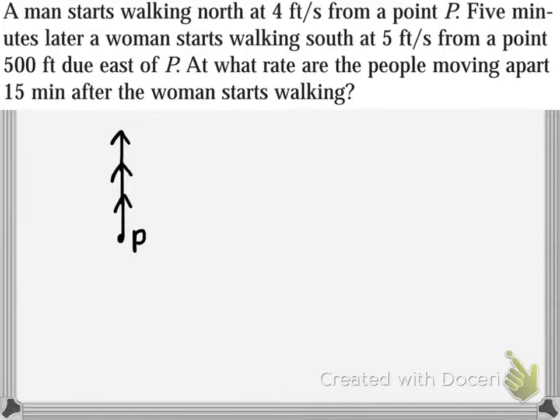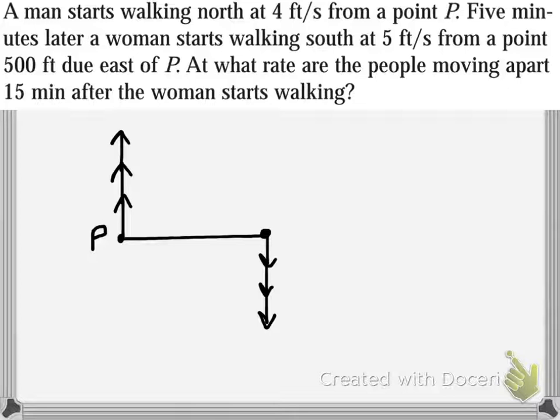And then 5 minutes later, it says a woman starts walking south at 5 feet per second from a point that is 500 feet due east of point P. Since it's going to have to be due east, let me relabel point P over here. So from a point 500 feet due east, here's where the woman begins walking, and she's going to walk south. The woman walks south.